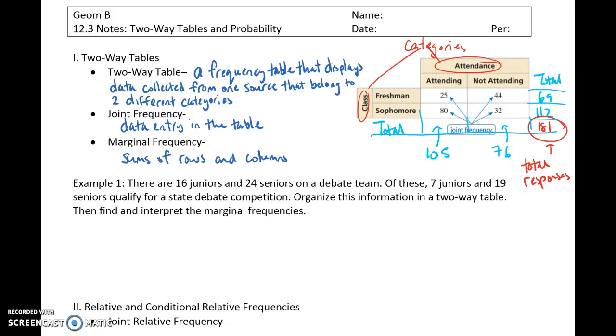So you want to be able to organize your data in a two-way table as a way to help you see what we have. Interpreting just means making sure you know what each number means. So we'll ease our way into using our two-way tables by looking at example 1.